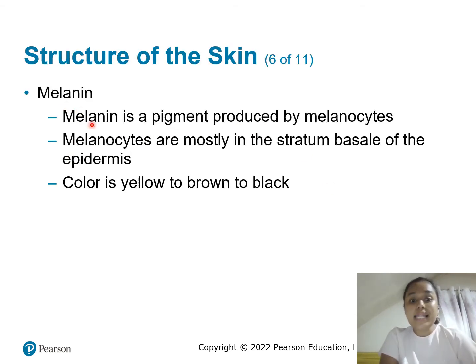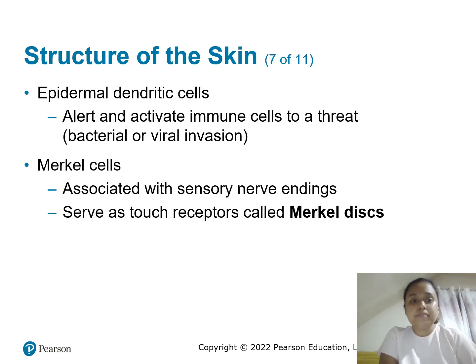Okay, so your melanin, as we said, is the pigment produced by your melanocytes. The melanocytes are the cells that produce melanin. They are in the stratum basale, and the color is yellow to brown to black. And this is responsible for the color of your skin.